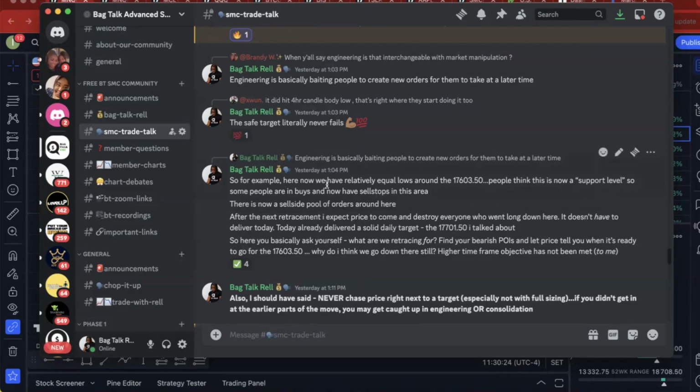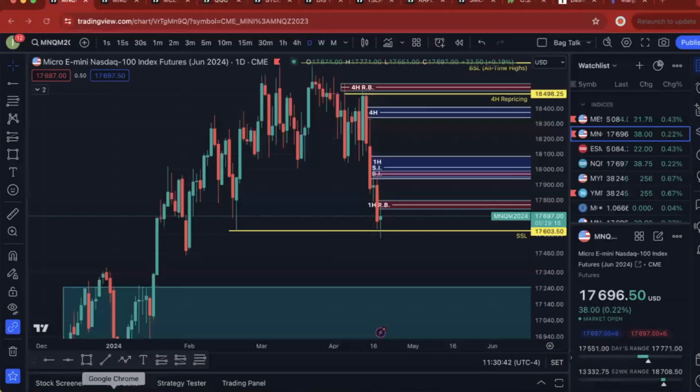So what I said here is we have relatively equal lows around our 17603.50 target, and many people see that as a support level. So what does that mean? That means people are now in buys and they have sell stops in that area. So let's look at what I'm talking about on the chart.